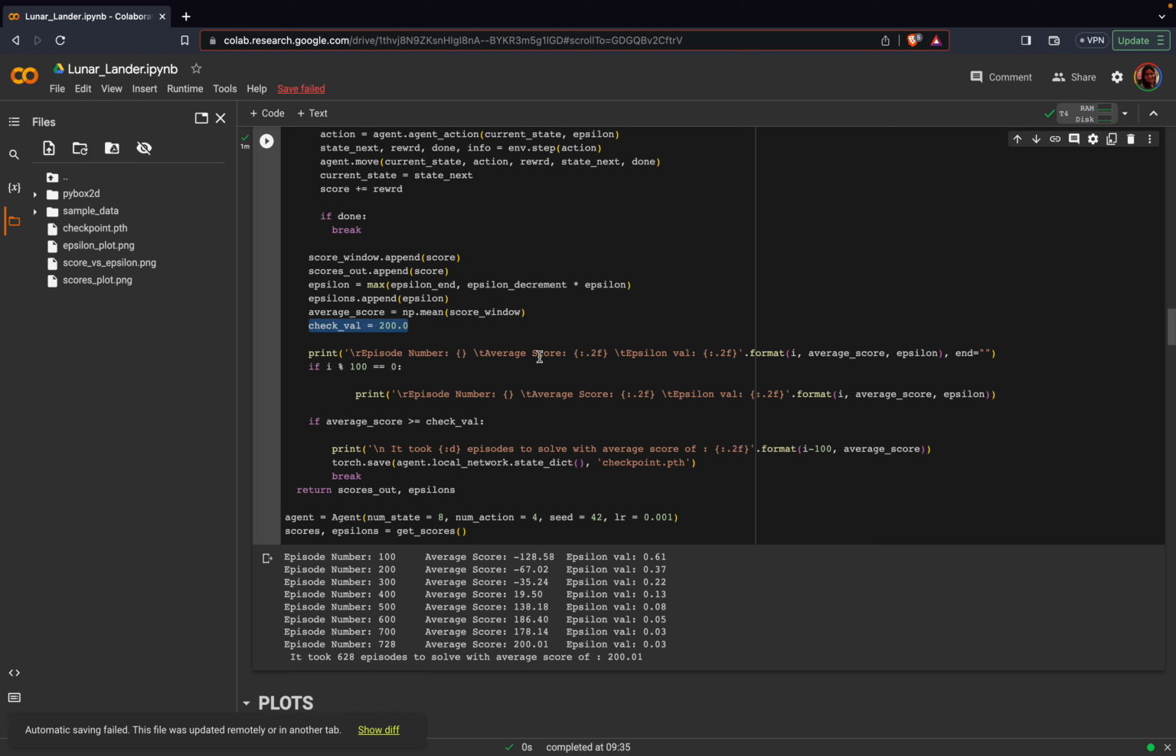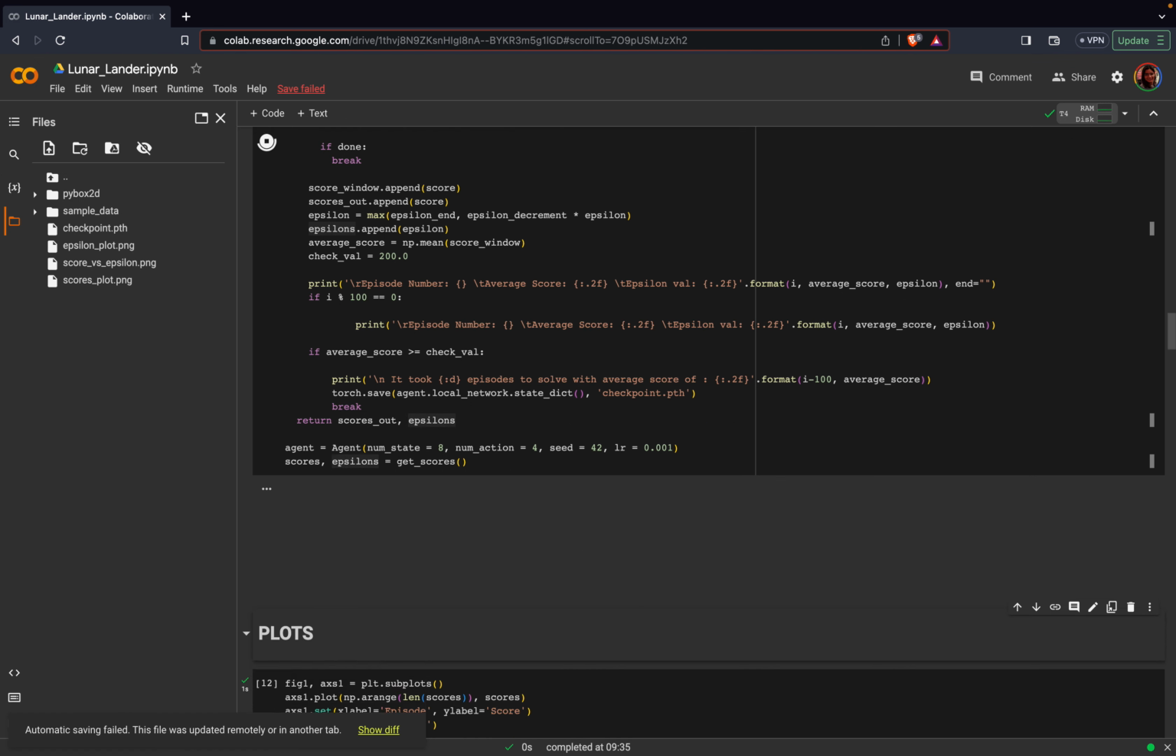So once we have reached that, we just print out the average score and check for the value, and we pass it the number of states, that is 8, number of actions, that is 4, seed value of 42, and the learning rate of 0.01, right? So let me just go ahead and run it. But you can see for yourself from my previous run that it actually converged at around 628 episodes to solve with an average score of 200.01, right?